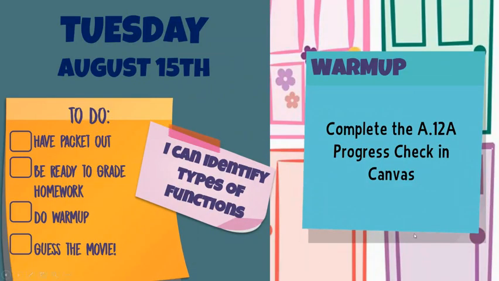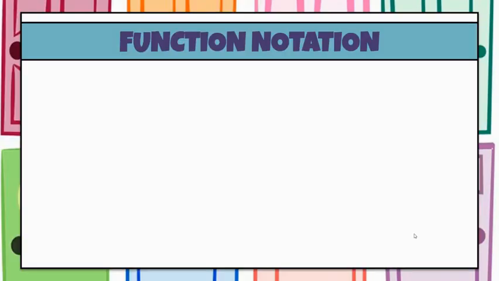All right, by now you should have completed your first progress check in Canvas. And today we're going to talk about identifying the different types of functions.